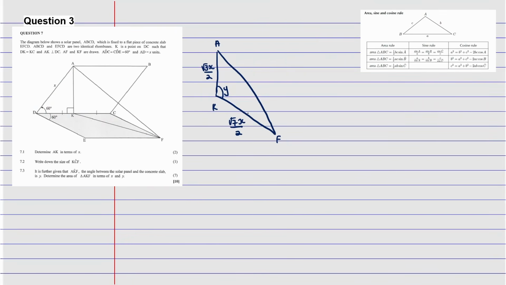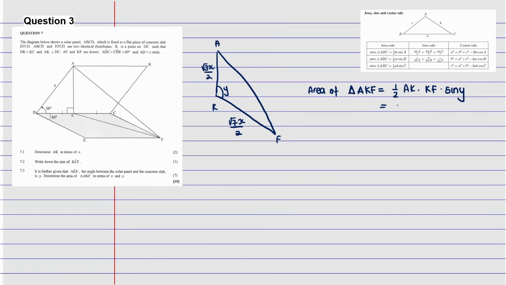So what is the area of this? Remember, it's two sides and the included angle. So this is going to be the same as the area of triangle, let's name it, AKF. It's going to be equal to a half, then the sides that we have, which is AK multiplied by KF, and the included angle is going to be sine Y, right?